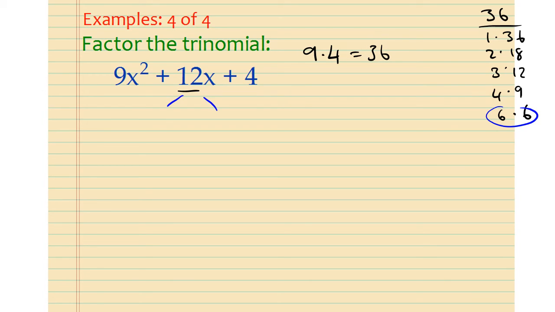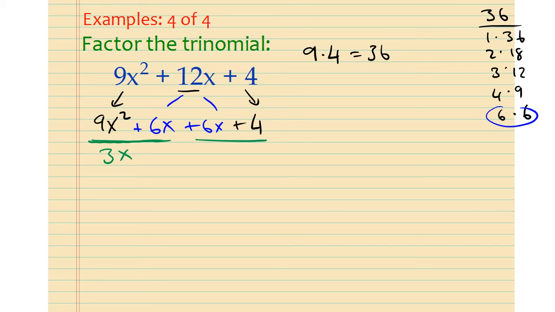I will separate it into a 6x and another 6x, and this is a positive 6x. I still have my 9x squared and plus 4. We are going to group the first two and the next two among each other. In the first two, we will find a greatest common factor. 3x is the greatest common factor between 9x squared and 6x. We will find the greatest common factor of the next group, which is going to be 2.